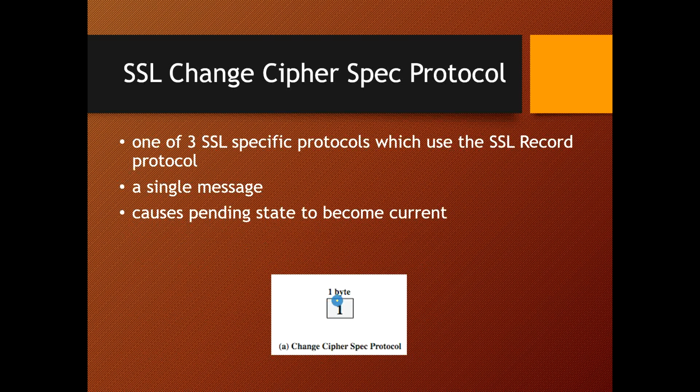And the sole purpose of this message is to cause the pending state to be copied into the current state. So if there's any pending state, it will be copied into the current state, which will update the cipher suite to be used on this connection. When I say cipher suite, it basically means a set of algorithms that will help secure a network connection. So mainly, if there is any update required, it will be done by the change cipher spec protocol. That is, it will cause the pending state to be copied to the current state.